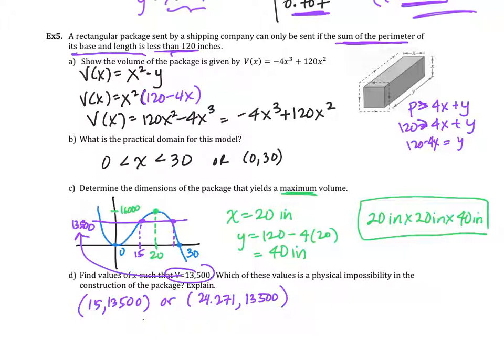And what do we have? It says perimeter of its base and length. So the base and then the length. So I did 4x plus y. I solved for y. Why am I doing that?